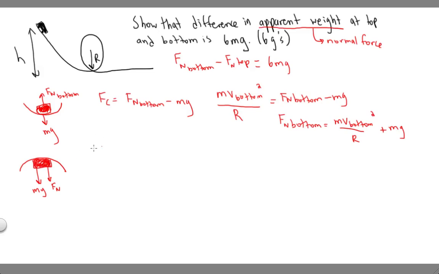So let's write out our centripetal force at the top. We know the centripetal force at the top will be mv top squared over r, and that's going to be equal to mg plus Fn at the top. So again, let's solve for the Fn at the top. Fn top equals mv top squared over r, this time minus mg.